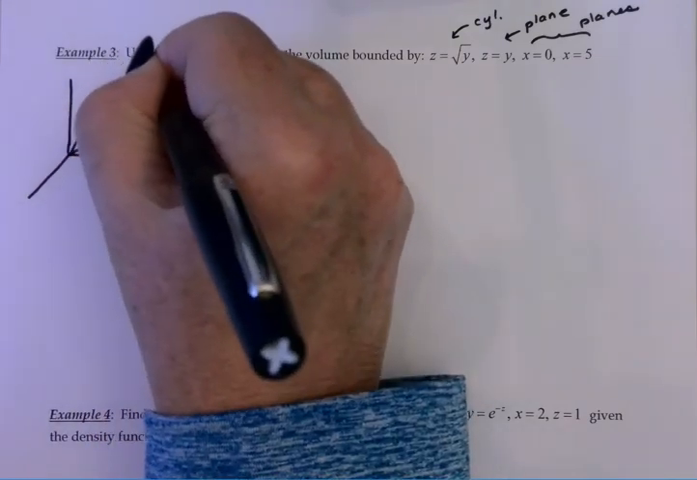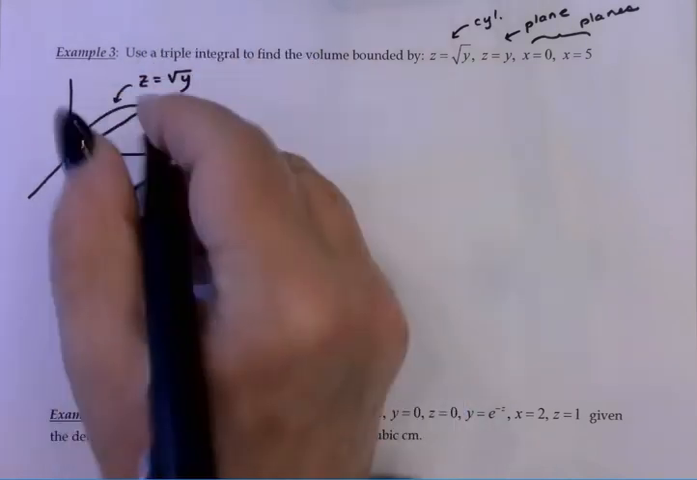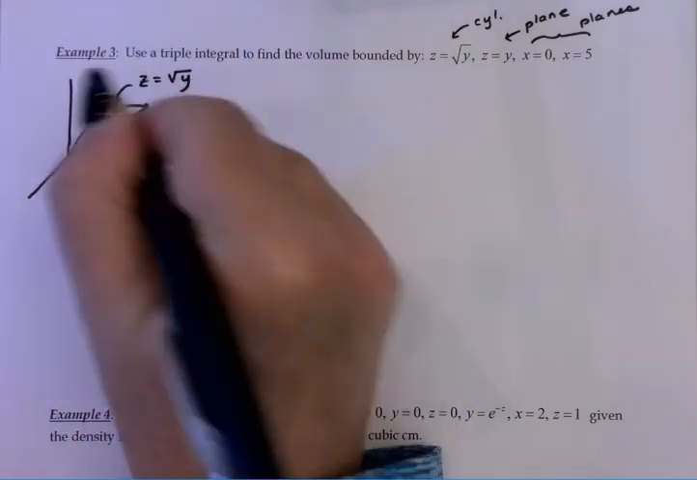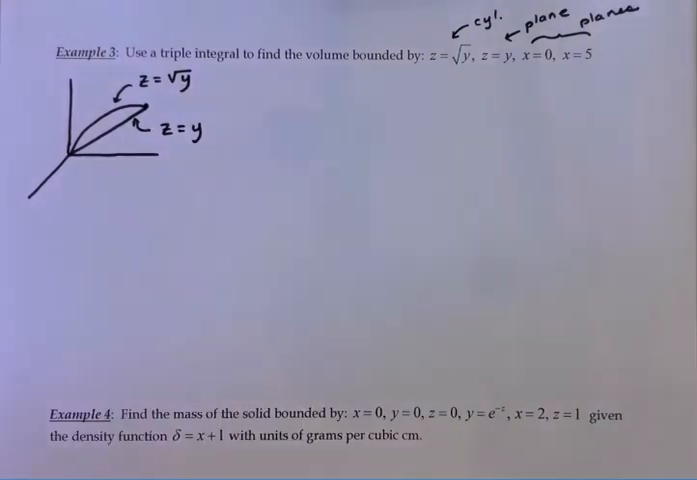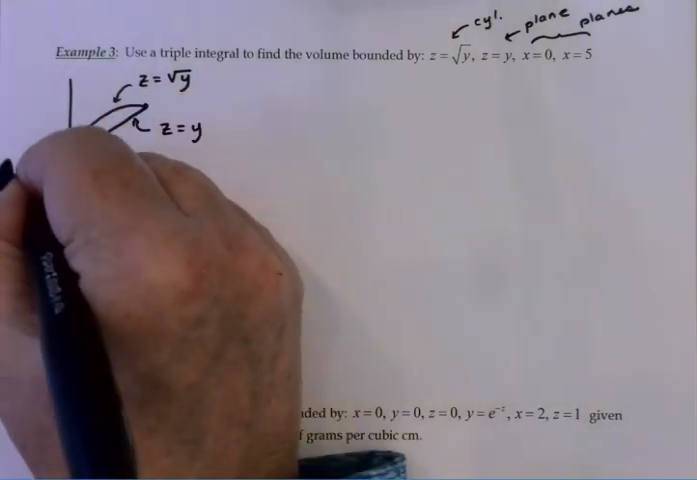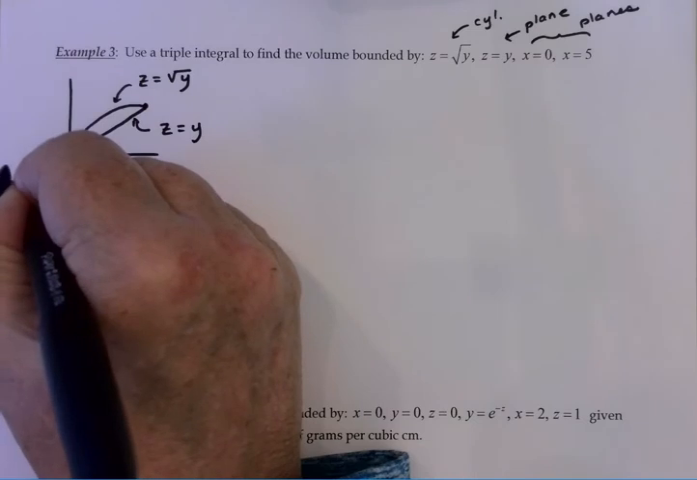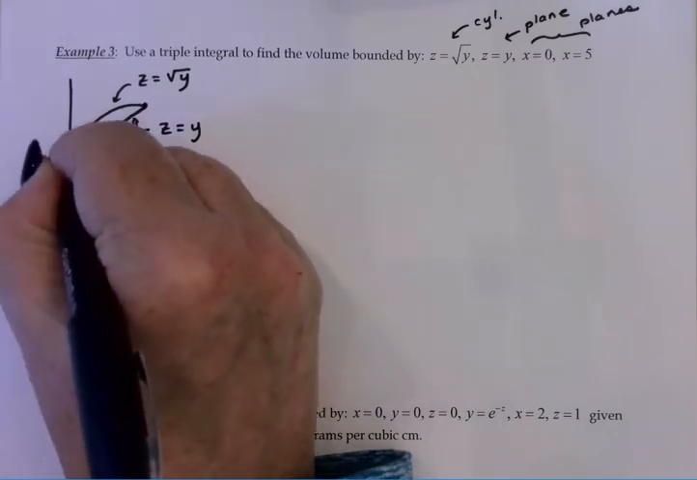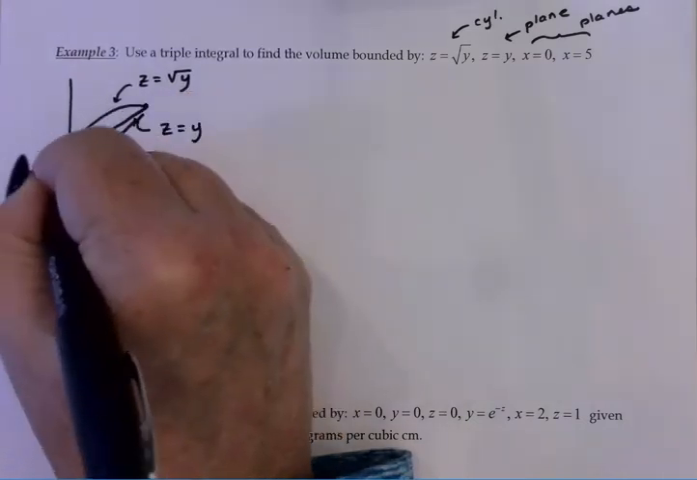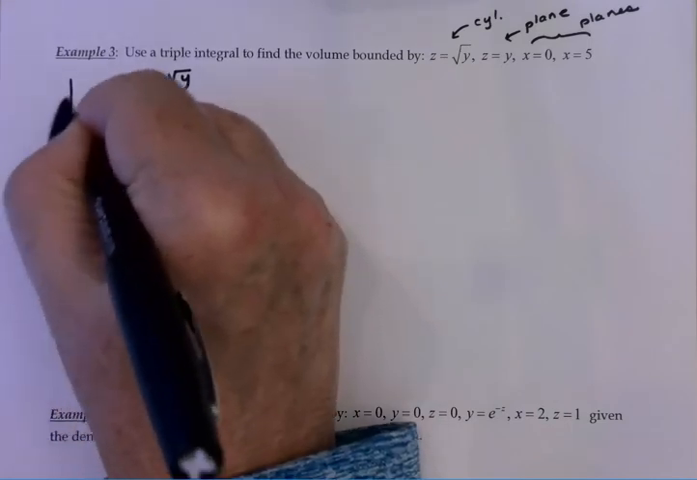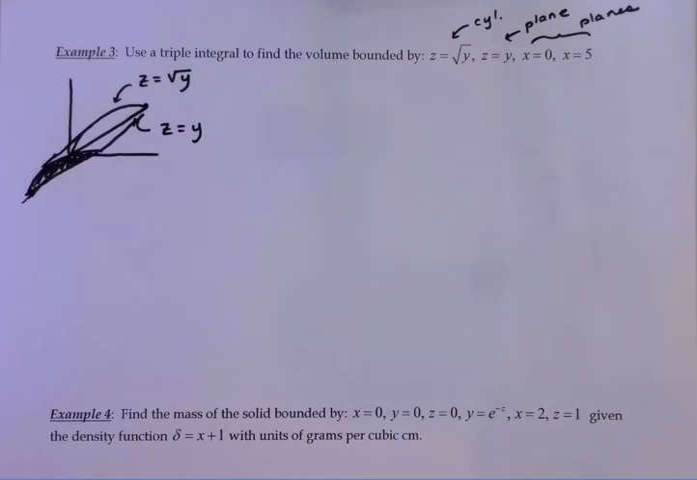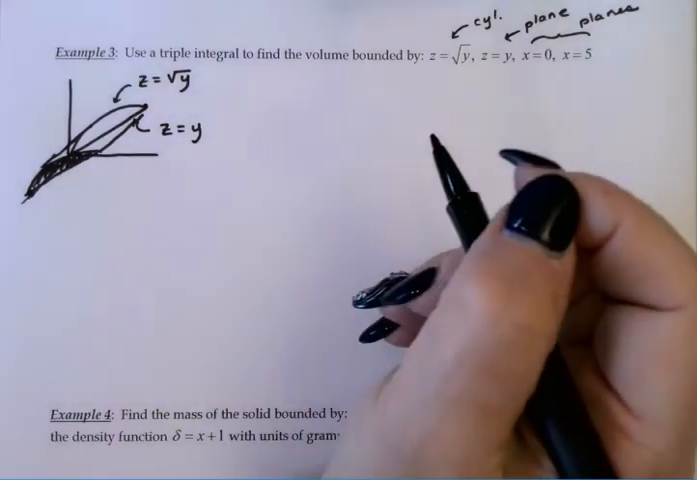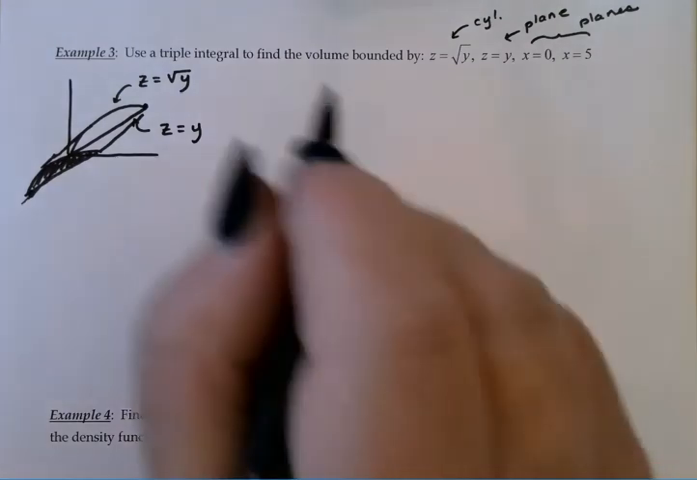There's z equals the square root of y. I'm stopping at the intersection point here. There's z equals y. And then this gets kind of pulled out along the x-axis this way, like so. All right, not a great picture, but we saw a better one in Maple.